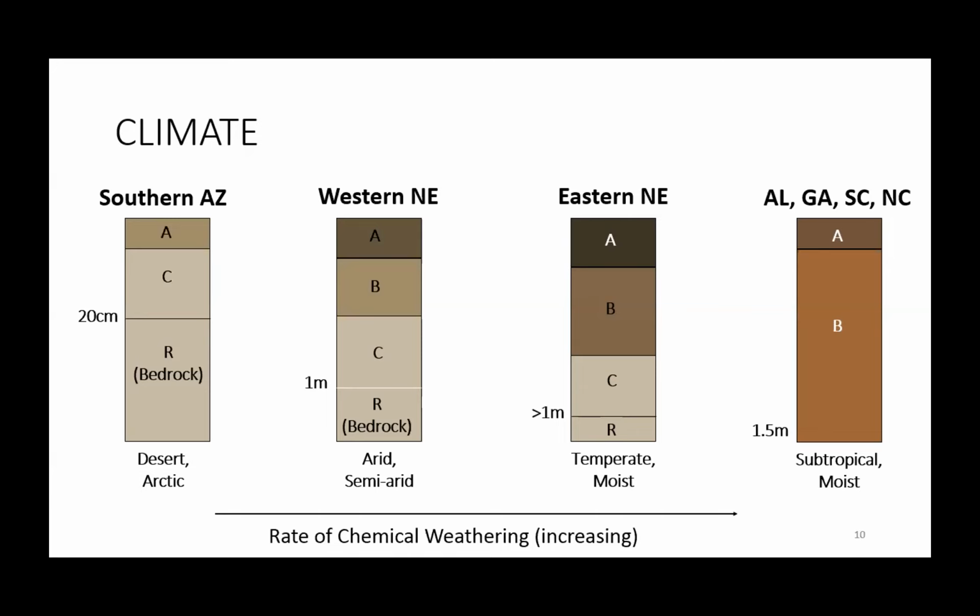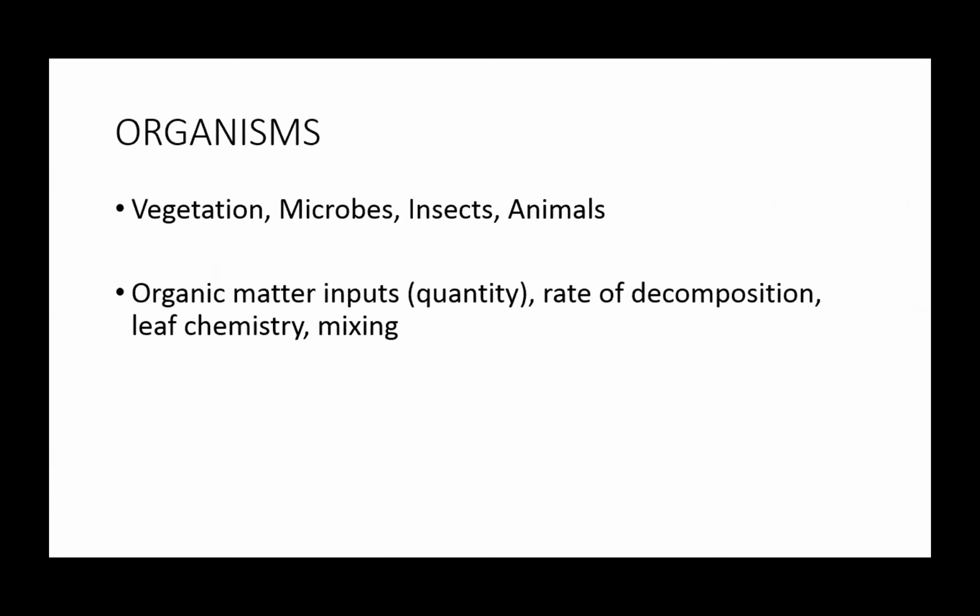So, all right. Our next forming factor was organisms, so vegetation. And vegetation is the dominant part of organisms. What type of vegetation is native to your location? What kind of nutrients is it adding, and how easily does it decompose?